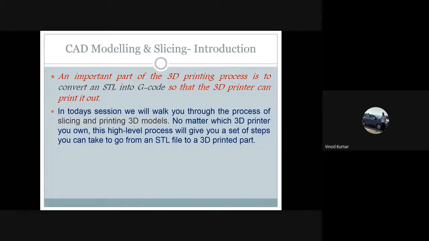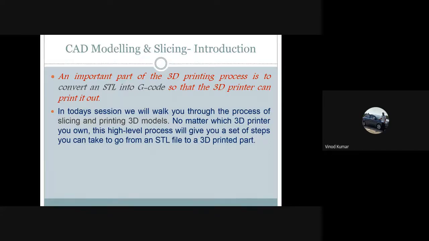Talking about CAD modeling and slicing, the important part of the 3D printing process is to convert an STL into G code so that the 3D printer can print it out. In the past 2 days, the process of additive manufacturing was explained, the stages in which the model is made. Basically, you need software for doing the 3D model, and that 3D model has to be fed into the 3D printer to make the final model.